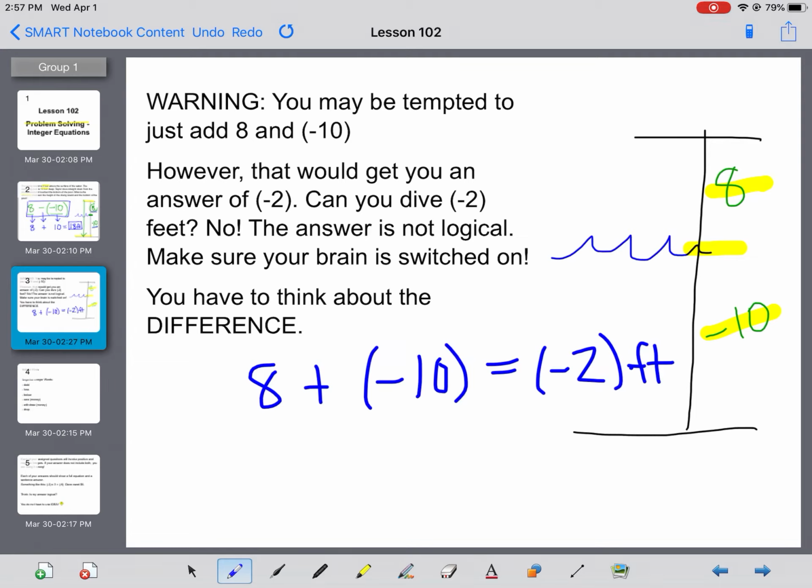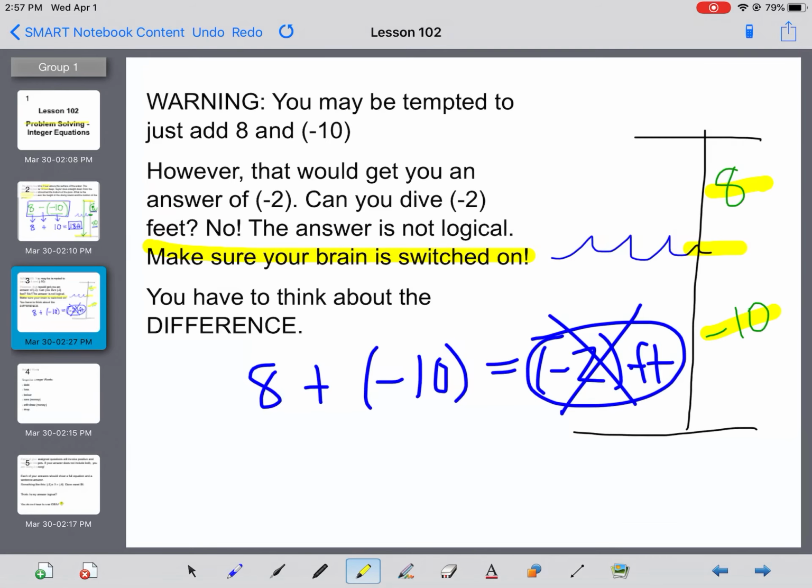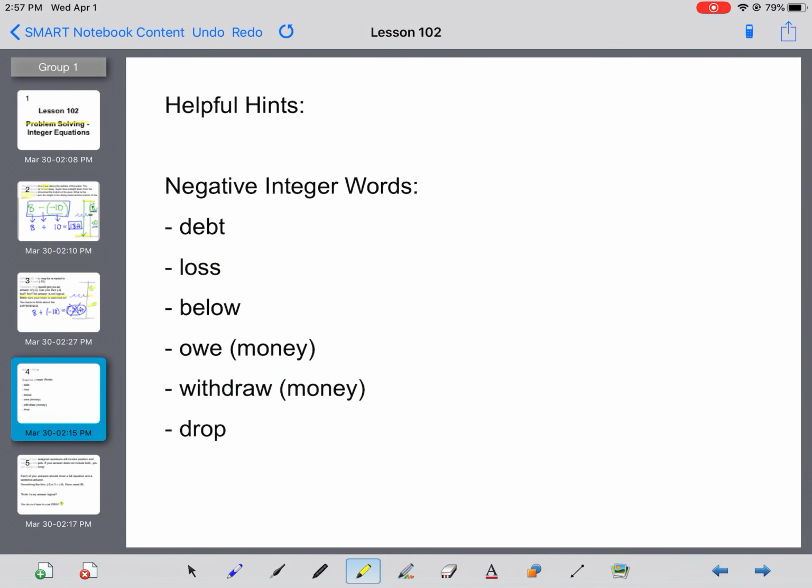You have to think to yourself, does it make sense that somebody has gone from the top of the diving board and down to the bottom of the pool, and the answer would be negative 2 feet? You cannot dive negative 2 feet. It doesn't make sense. That is a clue that you have done something wrong. Make sure your brain is switched on when you are doing these questions. They may look simple, but really spend some time thinking about it. Because the question said the difference, you had to think about what is the difference. You had to do subtraction. All right, so a word of warning there.